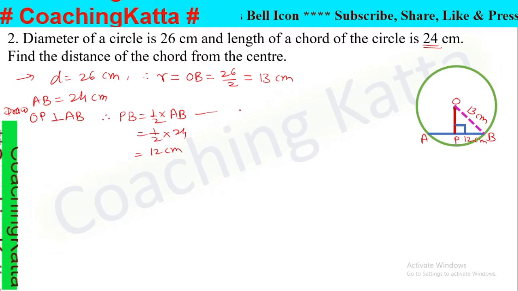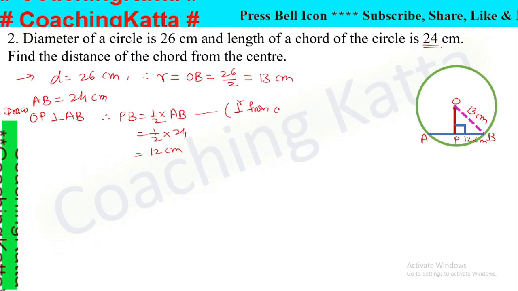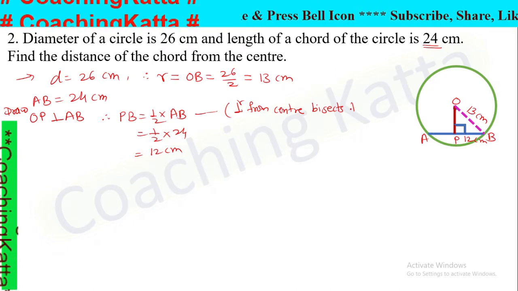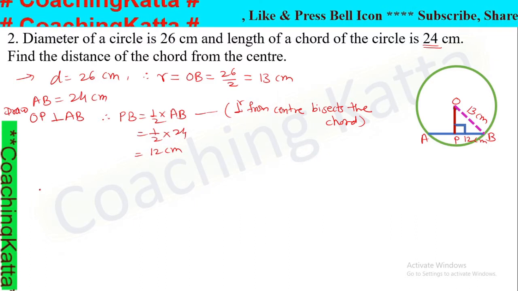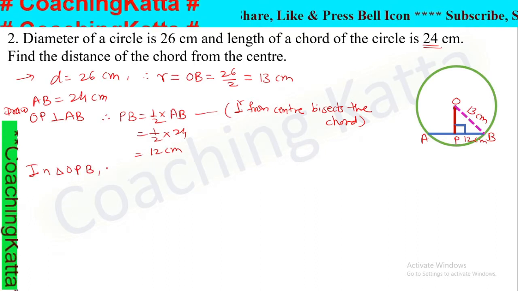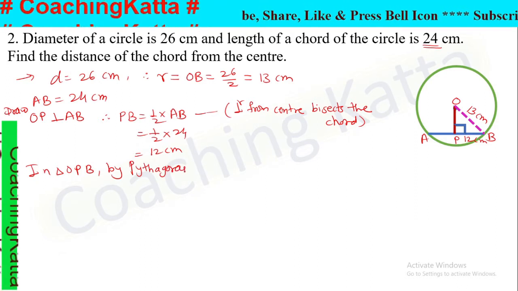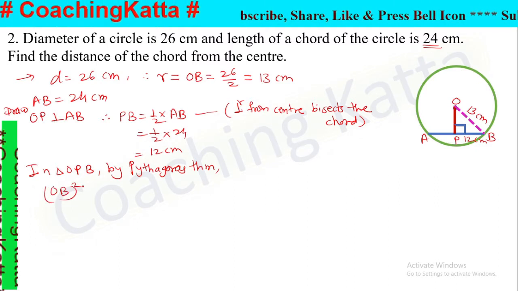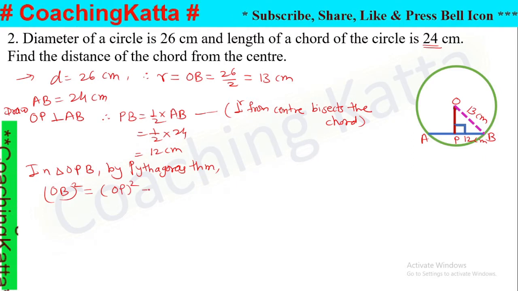Right here, the reason: perpendicular from center bisects the chord. This is the reason. Now in this triangle OPB, by Pythagoras theorem, right here the formula, that is OB square equal to OP square plus PB square.